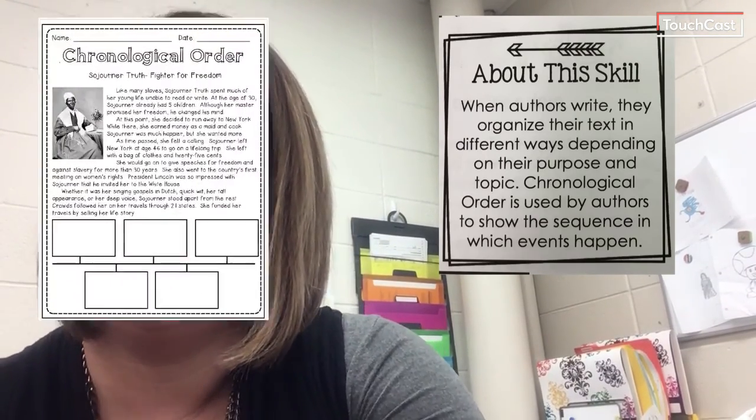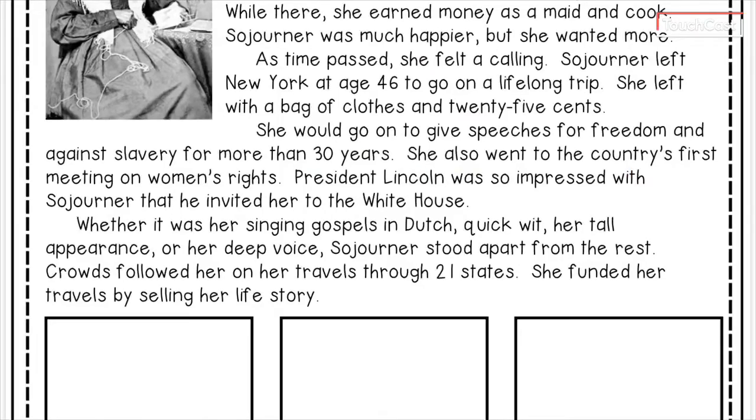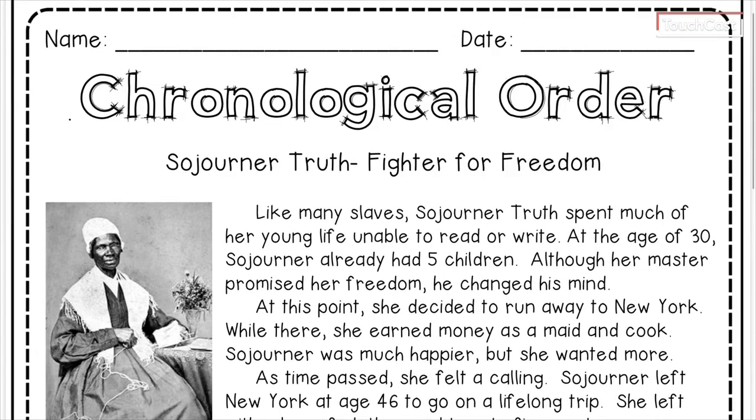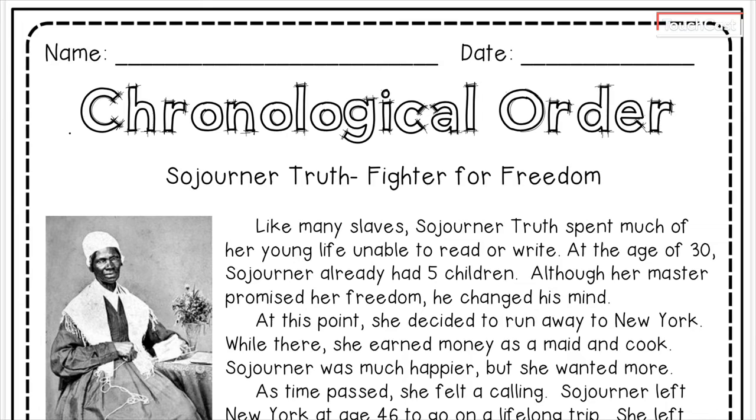So the skill you're going to be looking at today and reading, and it will help you answer the questions, is chronological order. So what I want to do with you today is look through a short passage that's written this way, and then we're going to see how we can identify the events in chronological order. So here's the text. And this text is about Sojourner Truth, and I'm sure that most of you have heard about her. She was a fighter for freedom.